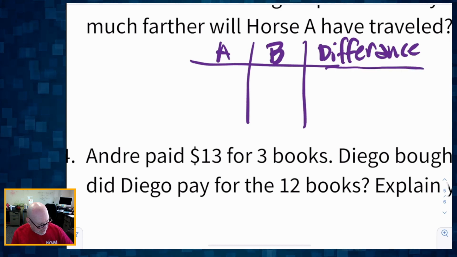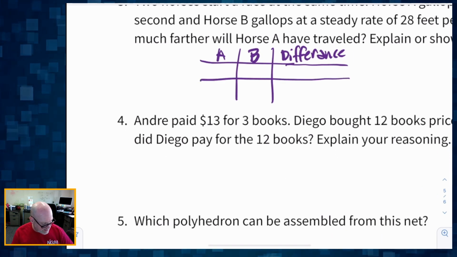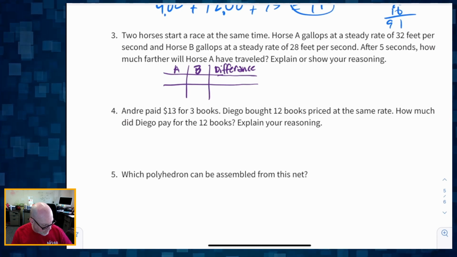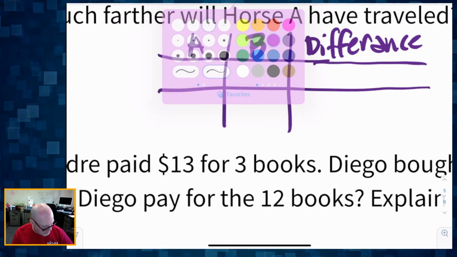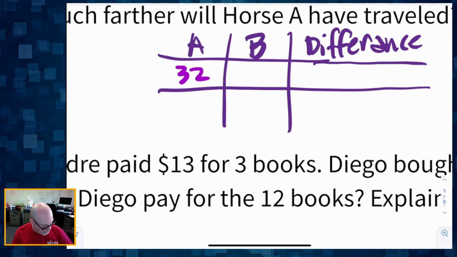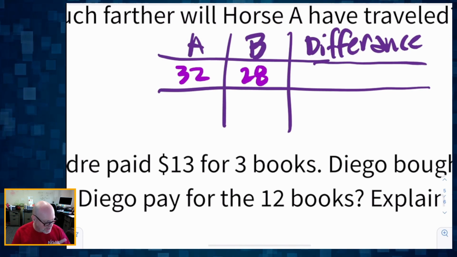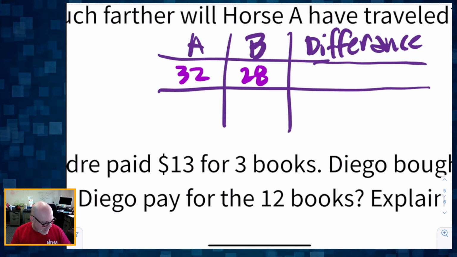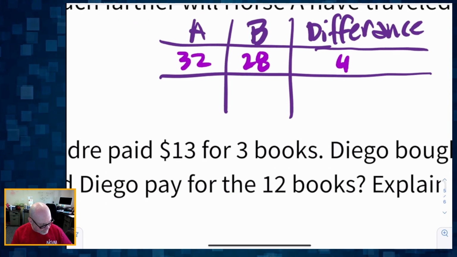All right. And so after 1 second, it's 32 versus 28. All right. So I'm going to do that in purple or whatever this color is, 32 and 28. So that's 1 second. And that's a difference of 4.